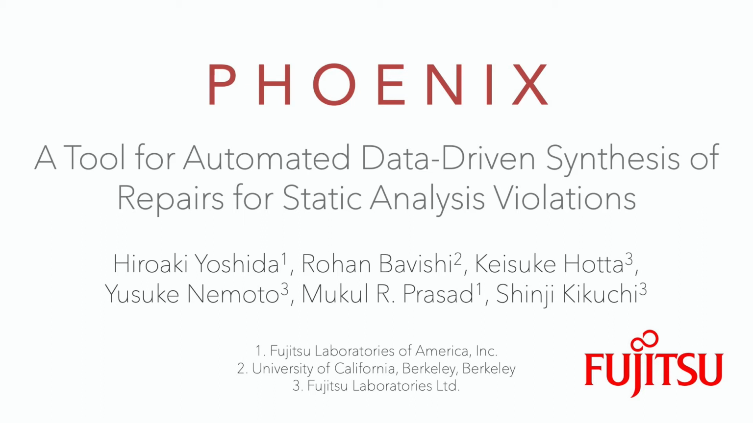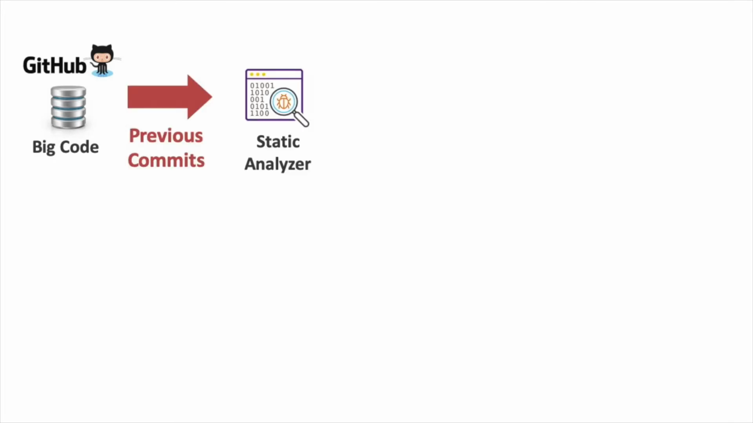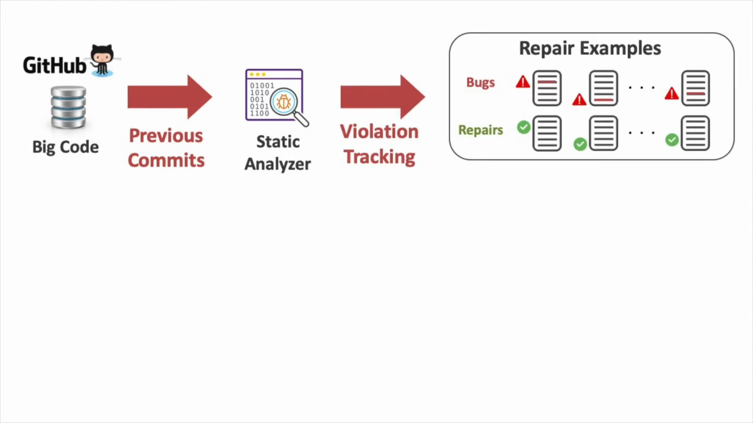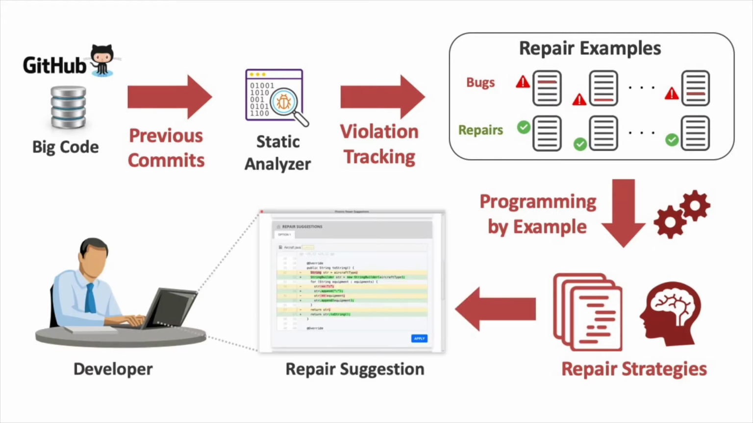Welcome to the demo of Phoenix, a tool for automated data-driven synthesis of repairs for static analysis violations. Phoenix learns from big code, such as GitHub, as to how people repair bugs. It fetches previous commits from big code, runs a static analyzer to obtain violations, and applies a violation tracking algorithm to collect repair examples. It leverages state-of-the-art programming by example techniques to learn generic, high-level repair strategies in a domain-specific language, which are used to generate suggestions to help developers repair bugs.